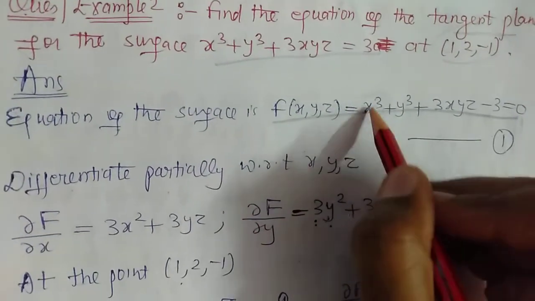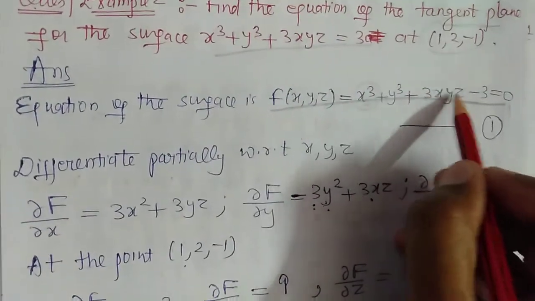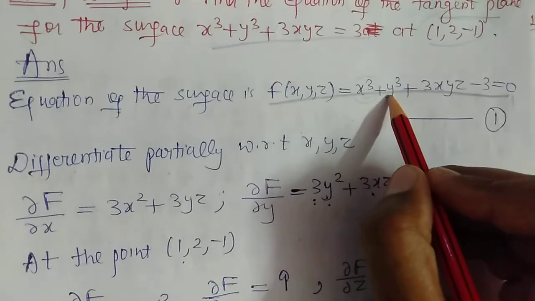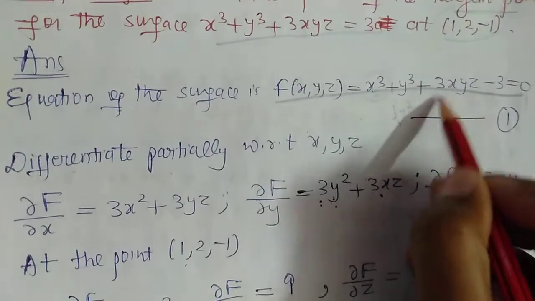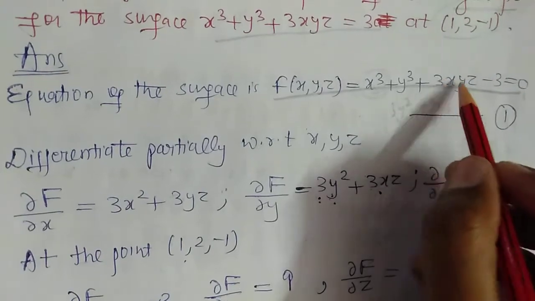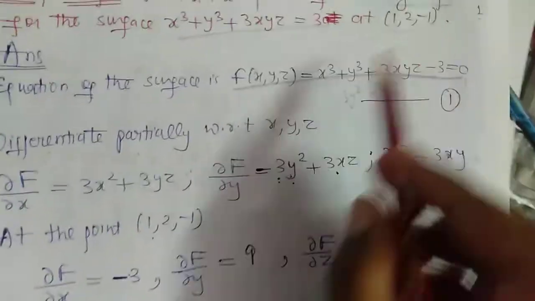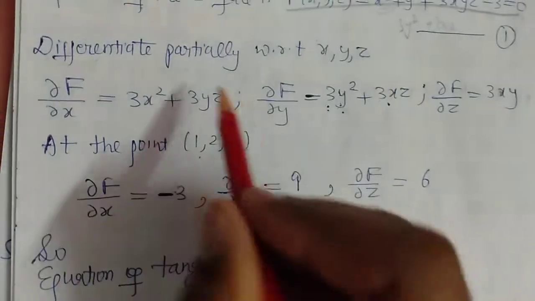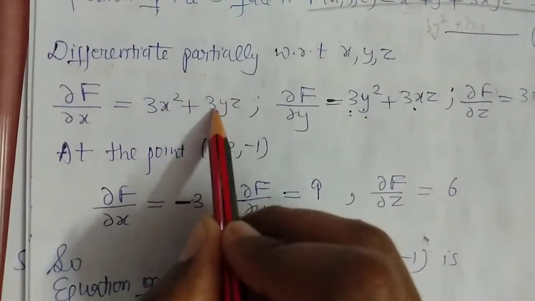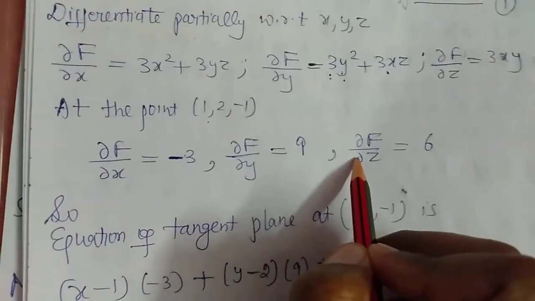So the partial derivative with respect to x is 3x square plus 3yz. Partial derivative with respect to y is 3y square plus 3xz. Partial derivative with respect to z is 3xy. At this point 1, 2, minus 1, what are the values of all the partial derivatives? So put x is equal to 1, y is equal to 2, z is equal to minus 1 in all the partial derivatives.